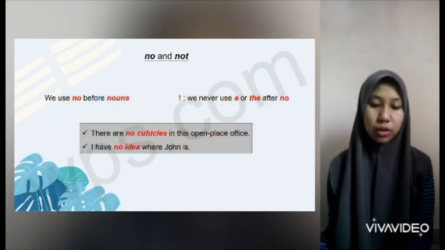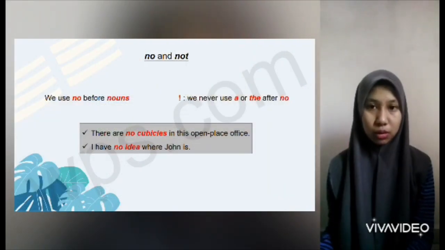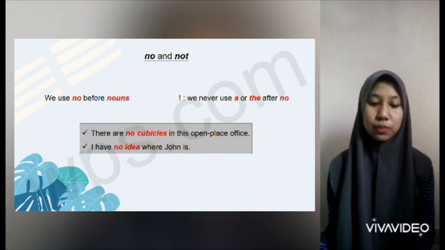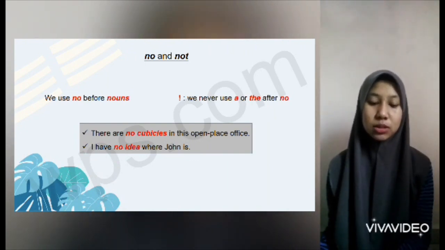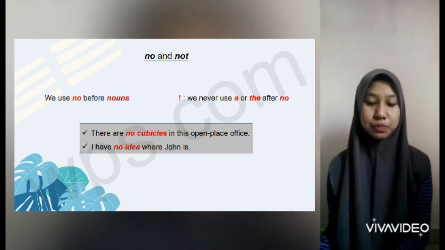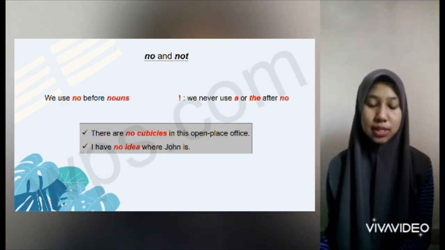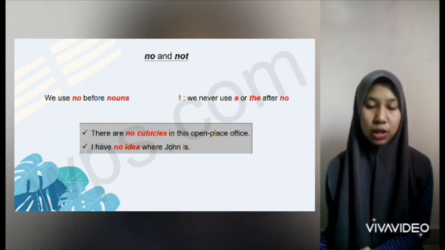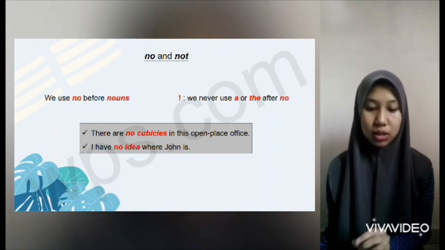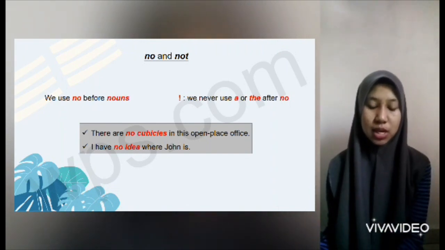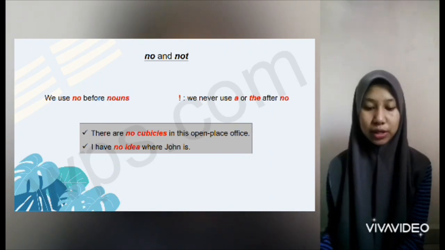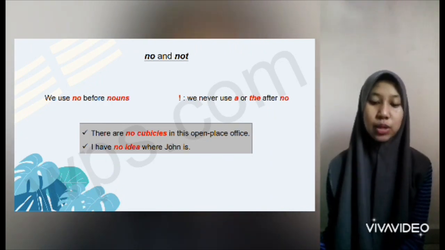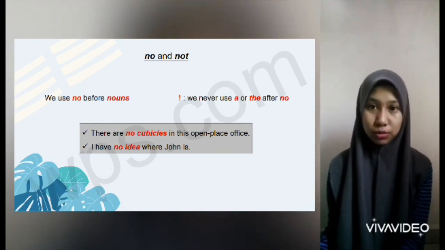Thank you. No and not. We use no before nouns. For example, there are no cubicles in this open plan office. In this sentence, we see they put no before nouns, and the noun in this sentence is cubicles. The next one is, I have no idea where John is. And we must remember, we never use a or the after no.